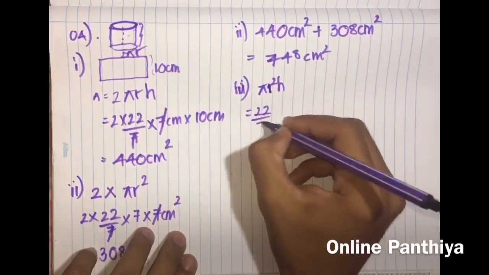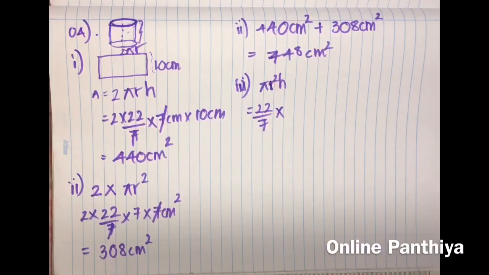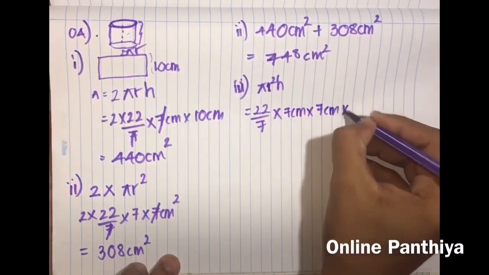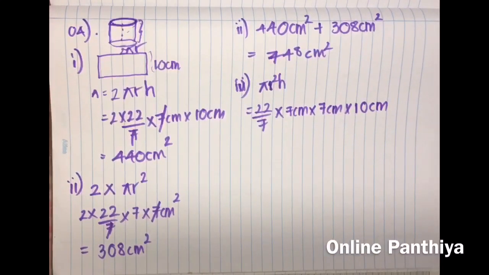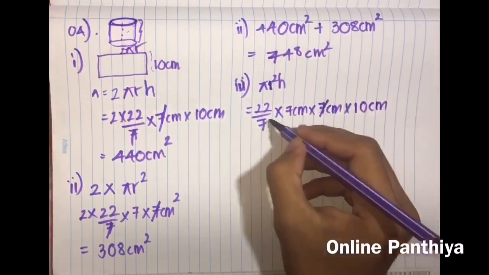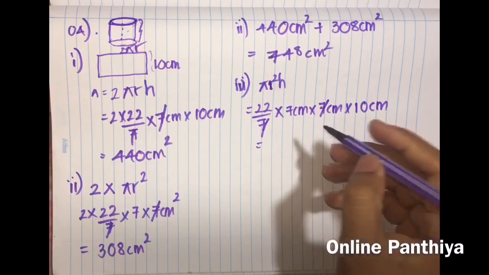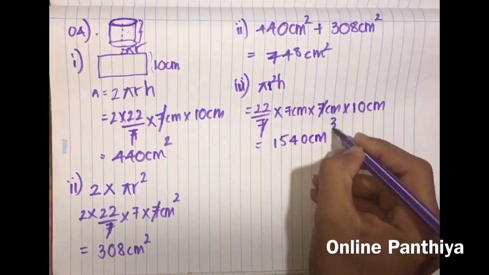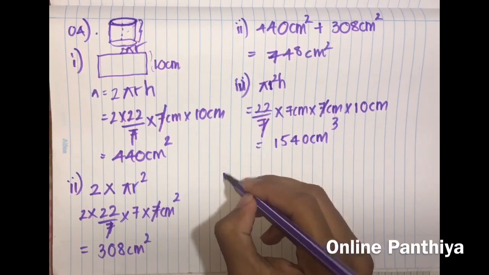Now pi is equal to 22 over 7. R, what is the radius? Yes, radius of the cylinder is equal to 7 centimeters into 7. And what is the height? Yeah, it is equal to 10 centimeters. Now how do you solve? You can cancel out one 7, and you multiply 22 into 7 and then into 10. That should give you 1540 centimeter cube. Okay, are you all right with this? Okay, and the next one, Roman number 4.